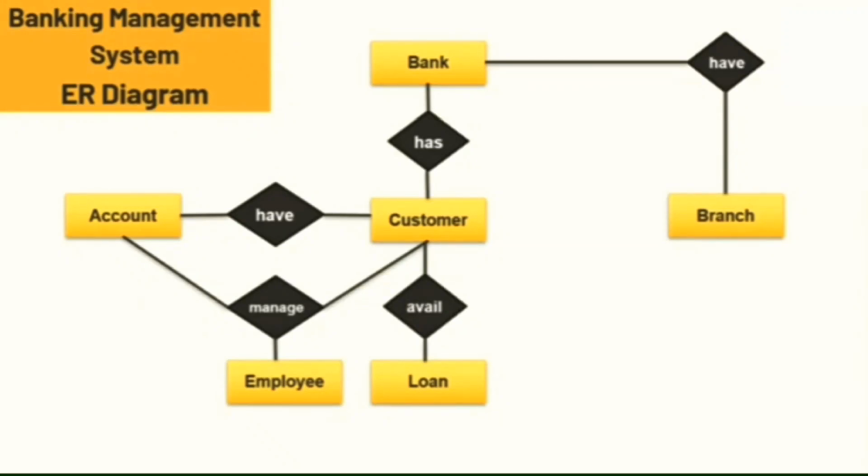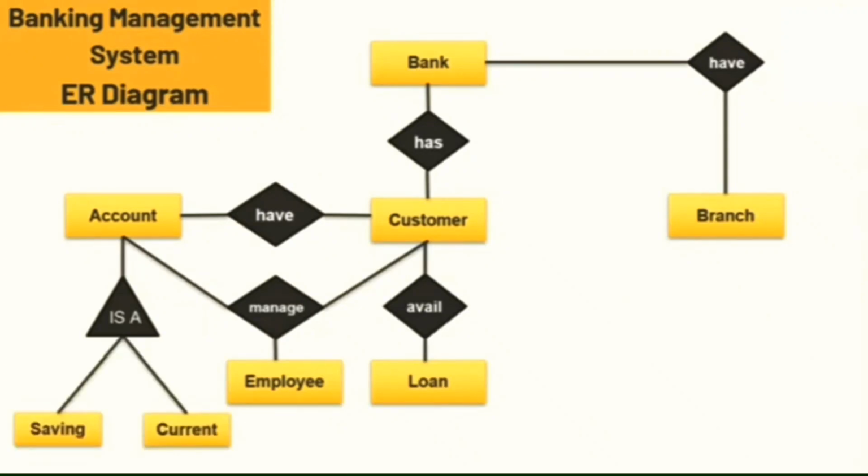And for the account entity, I am adding specialization. Specialization is a top down approach. In specialization, one higher level entity can be broken down into two lower level entities. So if you don't know about specialization and generalization concepts, then watch my previous videos. So account can be a saving account or it can be a current account.